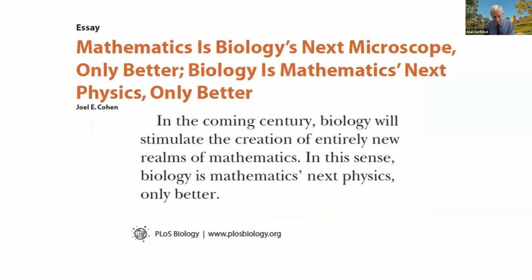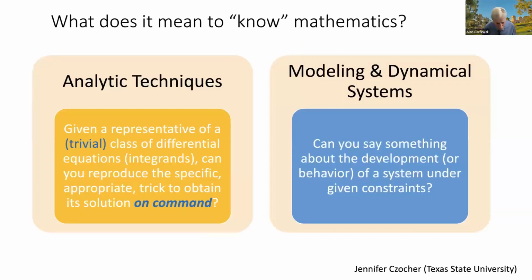So here's what I'm saying. Joel Cohn is an excellent mathematical biologist, and he's saying that biology is going to dominate math. Biology is very, very big, and we want our math. And Jennifer makes the point very correctly. We've been talking about this all along: what is your valuation here? What does it mean to know mathematics? This is the calculus desideratum.